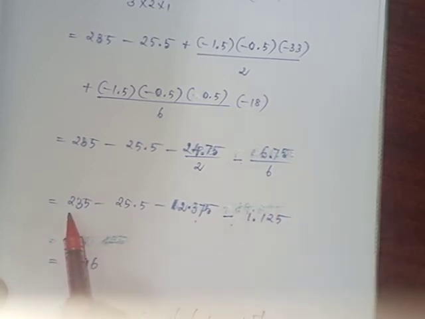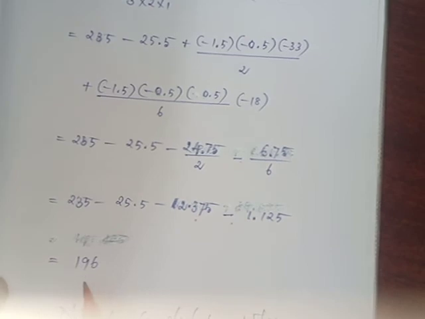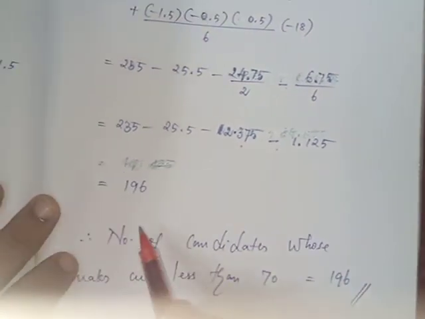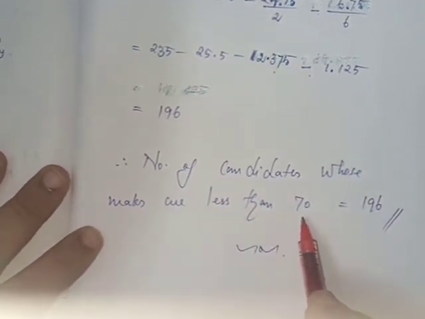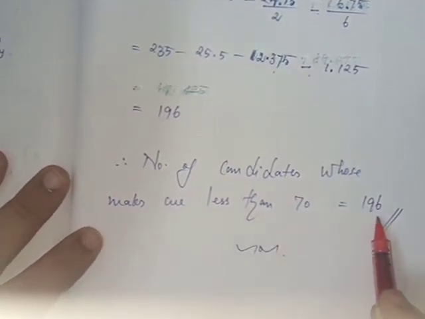Then subtract, again subtract, again subtract, you are getting 196. The book answer is 197. That's wrong. This is the correct answer. So the number of candidates whose marks are less than 70 is equal to 196.